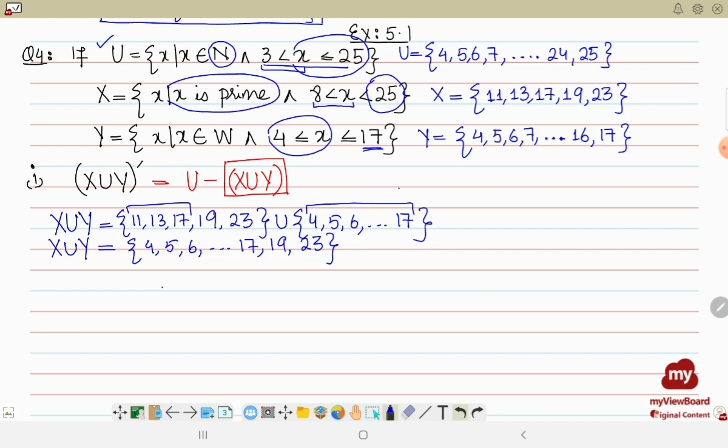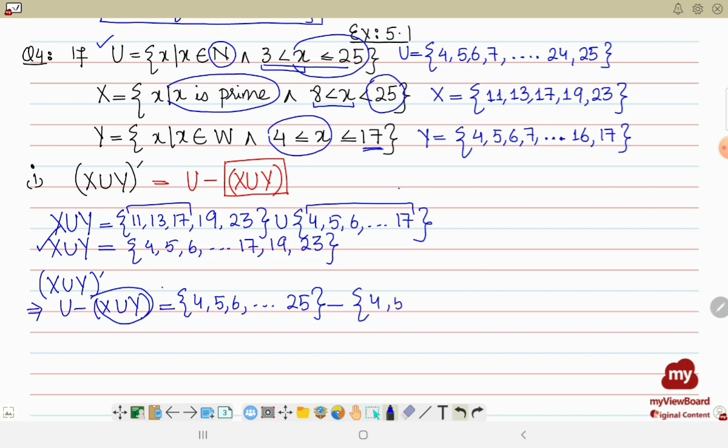Now we'll be finding out the (x union y) whole complement. So we'll be writing down (x union y) whole complement, that is equal to, this implies that u minus this thing, x union y. So we'll be writing down the universal set now. It is 4, 5, 6 till 25 minus the set that we just found out, which we write as 4, 5, 6 so on 17, 19 and 23.